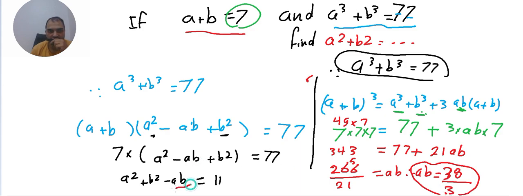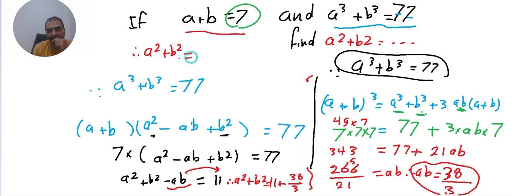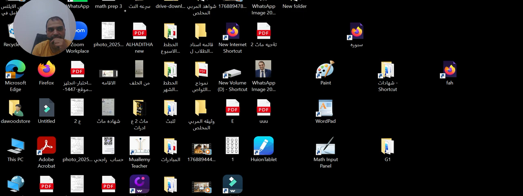Now you can put the value here. Then a power 2 plus b power 2 is equivalent to 11 plus a times b. A times b equals 38 over 3. So the value of a power 2 plus b power 2 equals 11 plus 38 over 3. You can write 3 down, and 3 times 11 is 33.